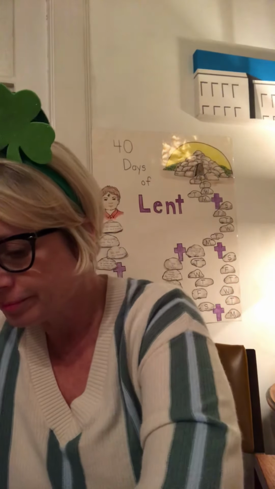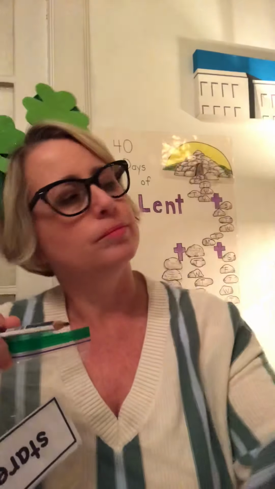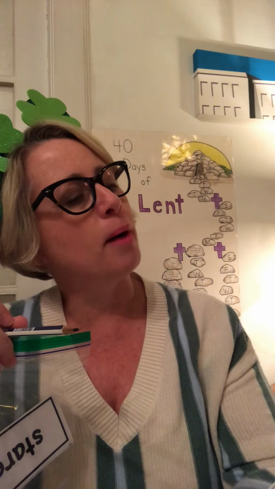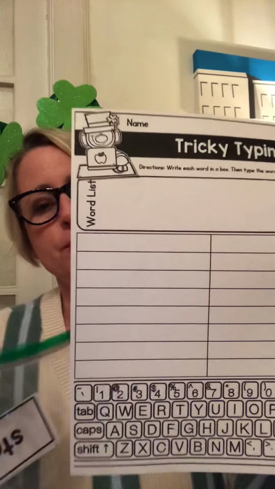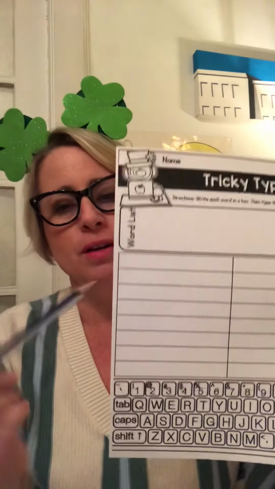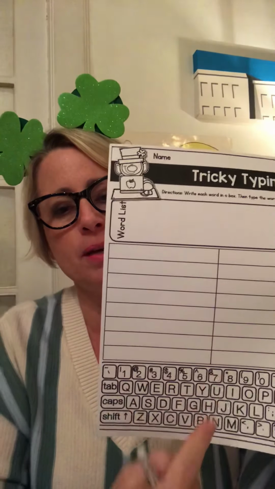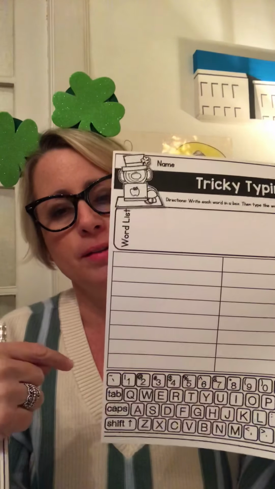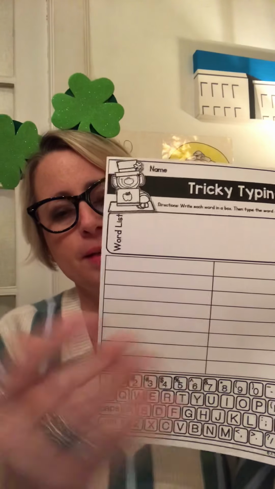All right, so for spelling, remember to get your words out, and you're going to write each word in the box and then type it on the keyboard. So just pick out one of these from your bag, write it, and then type it onto your keypad, okay? Pick a word, write it, type it. You've done this before.